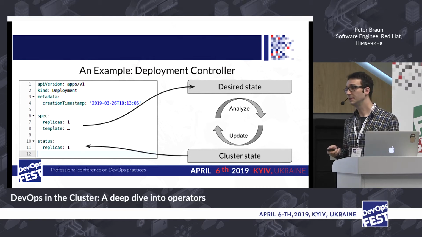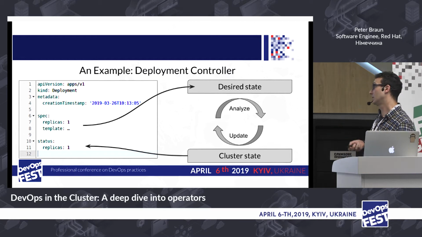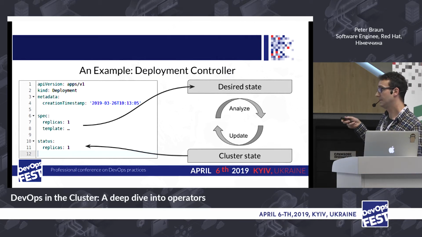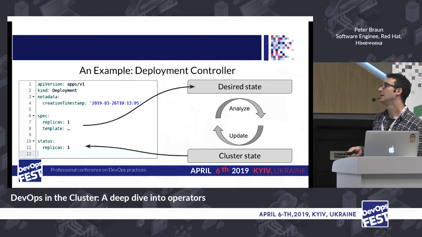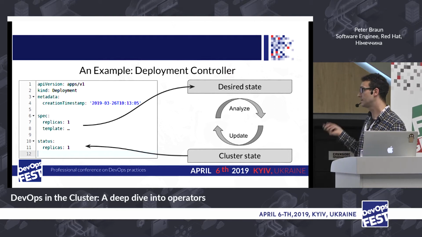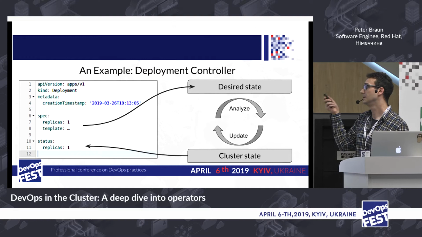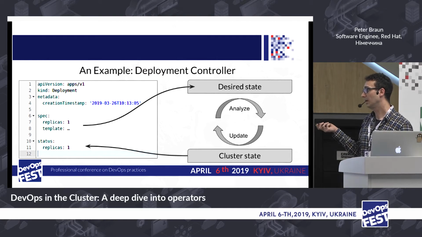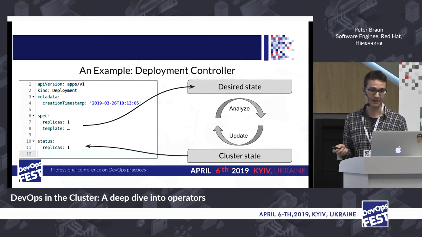When you create a new deployment, it will be backed by a deployment controller. So what the controller does is it looks at the desired state, which is in the spec, and it looks at the cluster state, which is what's stored in the status field of the resource. And if there are differences, it will have to analyze those differences and make sure that the cluster state is equal to the expected state. So in this example, the controller doesn't have anything to do because one replica is required, and the status at the moment is one replica. So it will do nothing in that case.